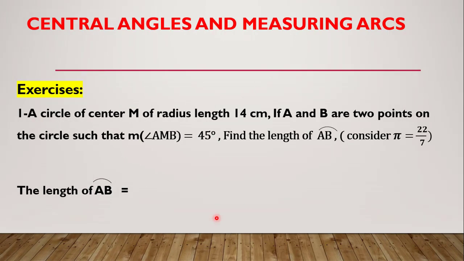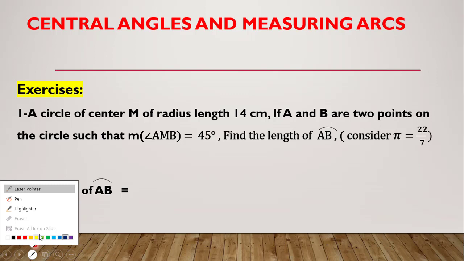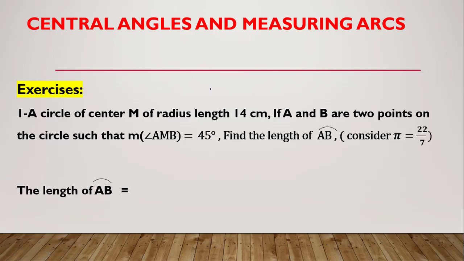Okay. A circle of center M and radius length r. Here the radius length is r, which is 14. So here r equals 14. If A and B are 2 points on the circle such that the measure of angle AMB equals 45, so this is the measure of the arc. Find the length of arc AB. Consider pi as 22/7.